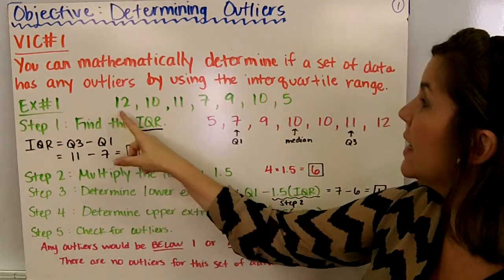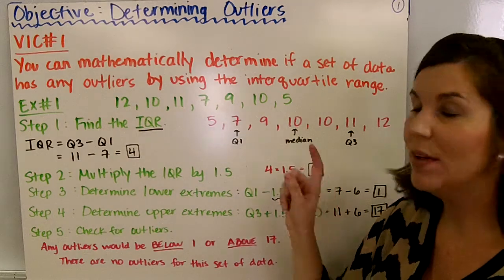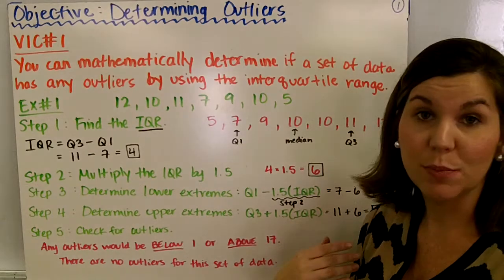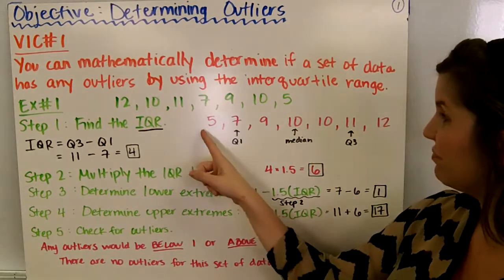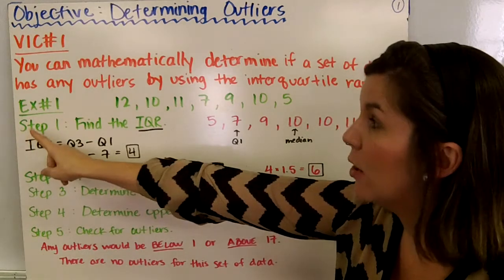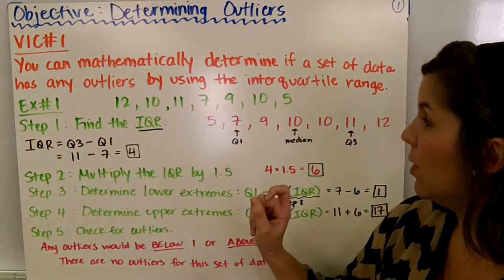Example number 1. Here's our data set: 12, 10, 11, 7, 9, 10, and 5. Now these are not in numerical order, so we first have to put them in numerical order. I've done so here. To find an outlier, you need to follow these steps. So step number 1, find the IQR.